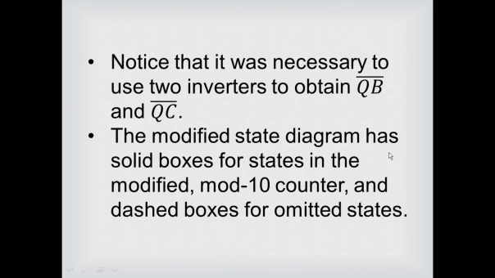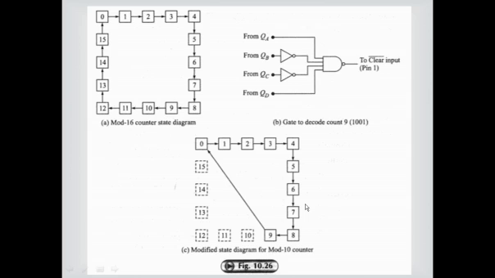The modified state diagram has solid boxes for the states in the modified mode 10 counter and decimal boxes for omitted states. You can see that this is the state diagram of a mode 16 counter. State 0 is there. This arrow indicates in which direction it is going to progress when it is working as a normal counter. That means when the next positive edge of the clock pulse is there, it will advance from 0 to 1, 0001.